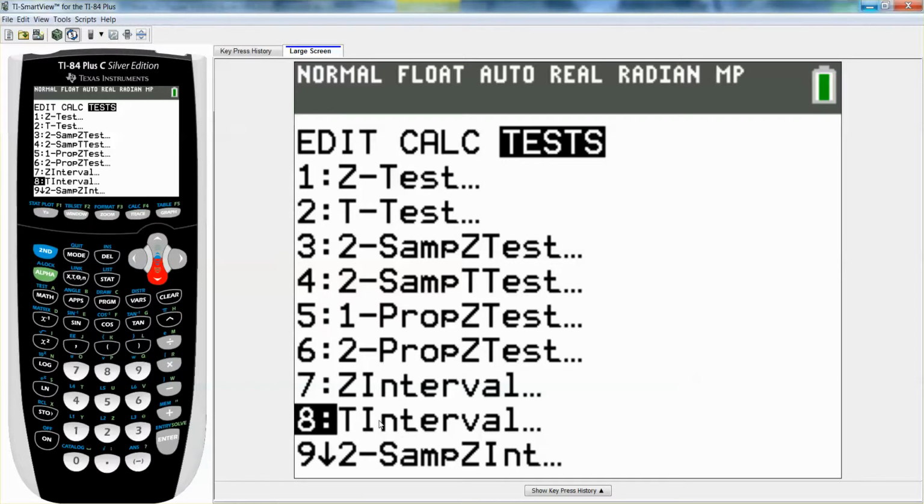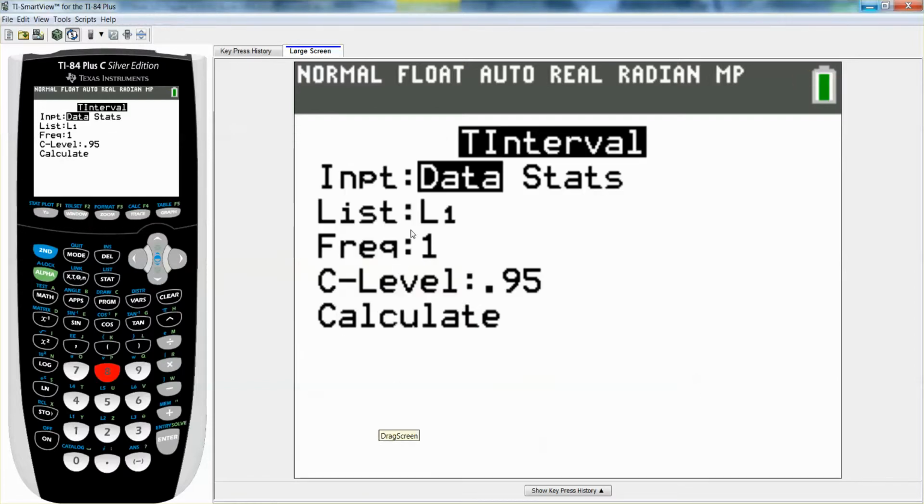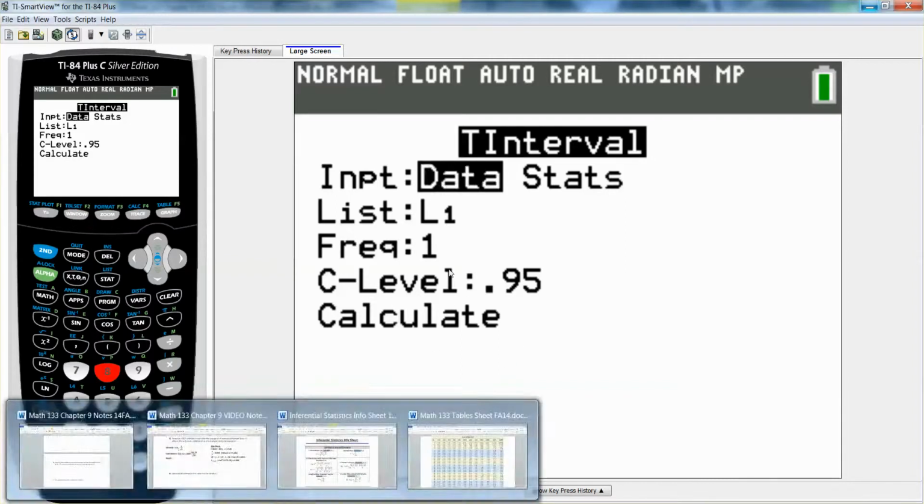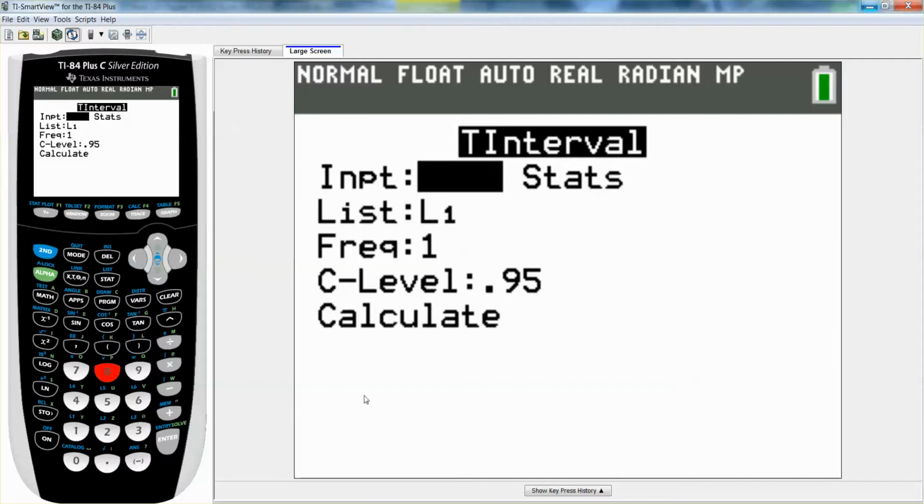See right there? So press 8. All right, now this is a choice you're going to have to make a lot in these chapters 9, 10, 11, 12. You have to decide, did I have data or do I have statistics? Now, if you select data, which is currently selected, that's why it's dark.